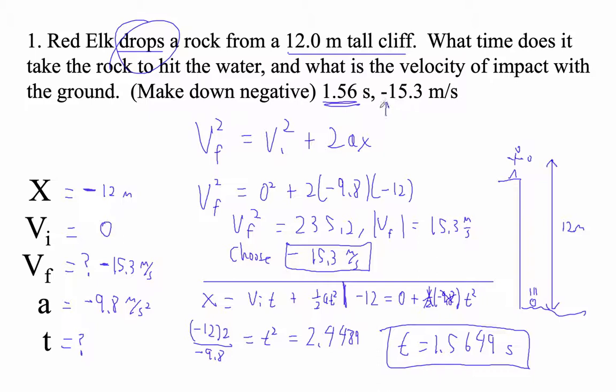And then notice that it's negative 15.3 meters per second because it's going to go down, right? It's going down. So you just added that minus sign. That's fine. Because remember, when you take the square root of a square, the answer could be positive or negative. Okay? All right.